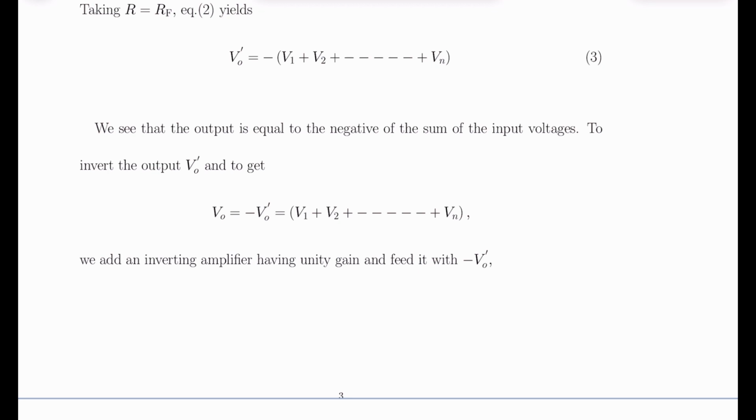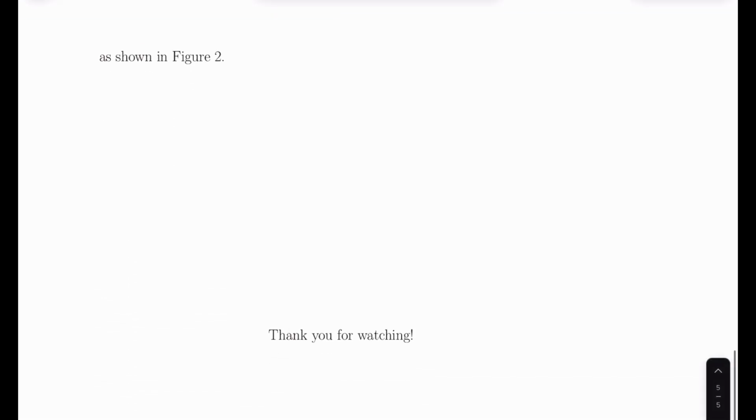So you see that the output of the operational amplifier is equal to the negative of the sum of the input voltages applied. But we want that the output should be equal to V1 plus V2 plus V3 and so on. So if we invert the output of the operational amplifier, then our purpose is served. To achieve this end, we use another figure here shown in figure 2. So we have here V naught dash.